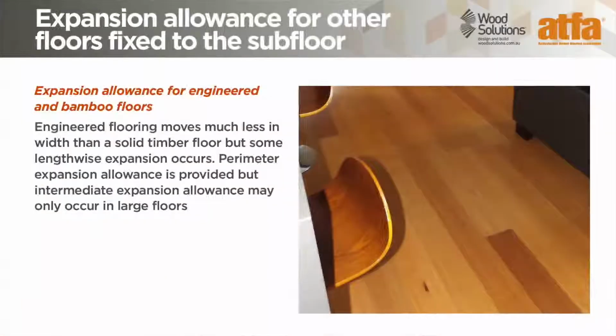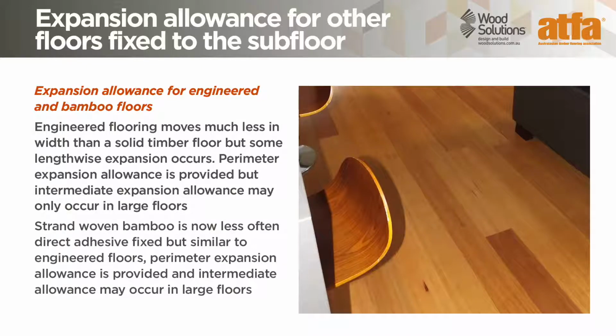Now we move on to the allowance required for engineered timber and bamboo floors that have been directly fixed to the subfloor. Engineered flooring moves much less in width than a solid timber floor, but does experience some lengthwise expansion. Perimeter expansion gaps are used to account for this, but only in a very large floor would an intermediate gap be necessary. The same is true of strand-woven bamboo, which generally only requires an intermediate gap when covering a much wider floor. Perimeter gaps would sufficiently allow for lengthwise expansion of the bamboo.